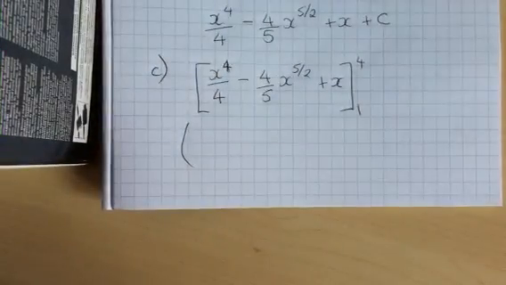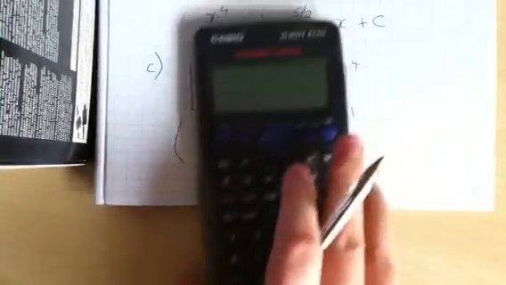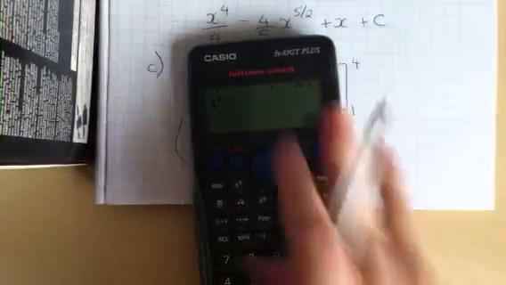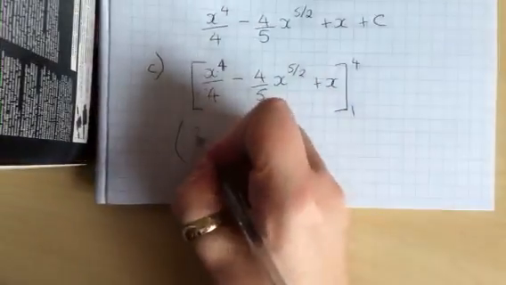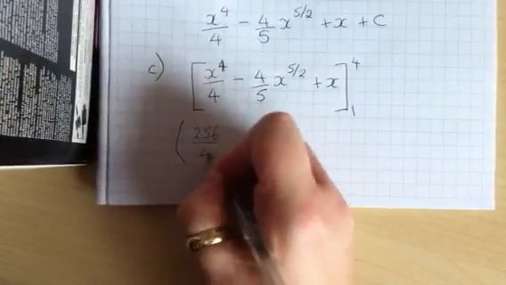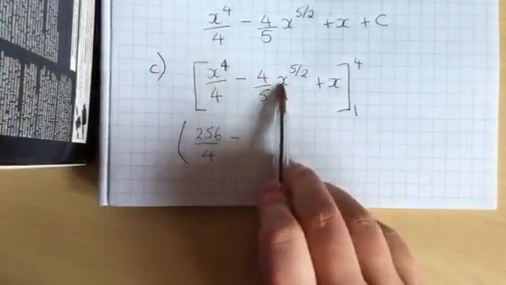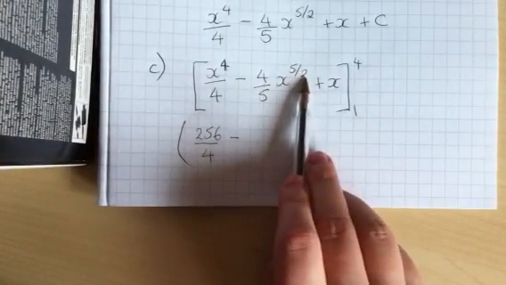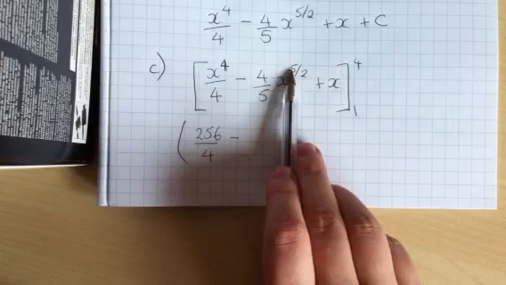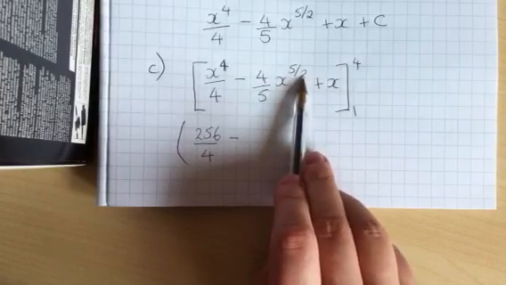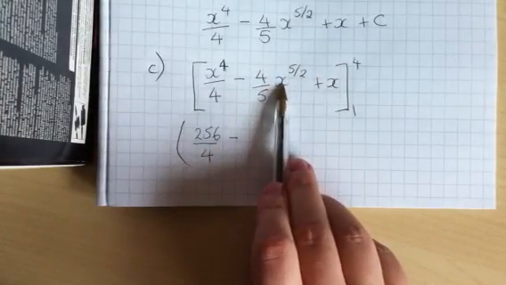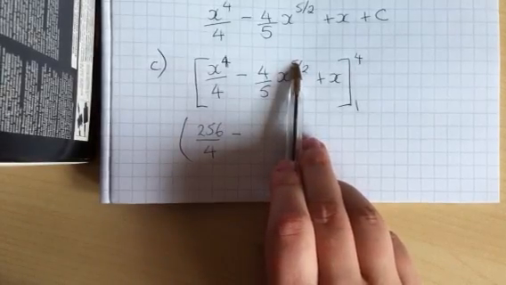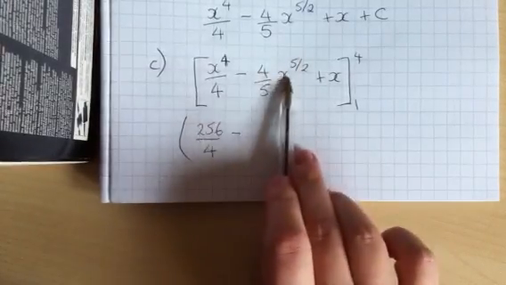4 to the power of 4 is 256. So that's 256 over 4 minus 4 to the power of 5 over 2. Remember the flower power rule? That's the power, that's the root. Okay, so flower power, flower on the top, root on the bottom. So if that's a 4, 4 square rooted is 2. 2 to the power of 5 is 32. So this thing here is 32.